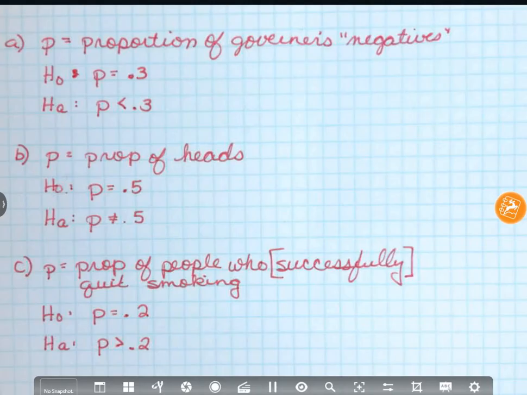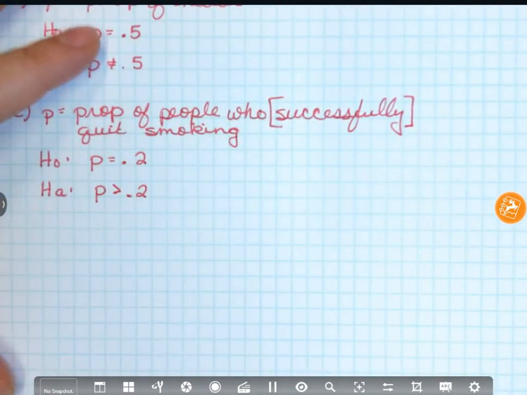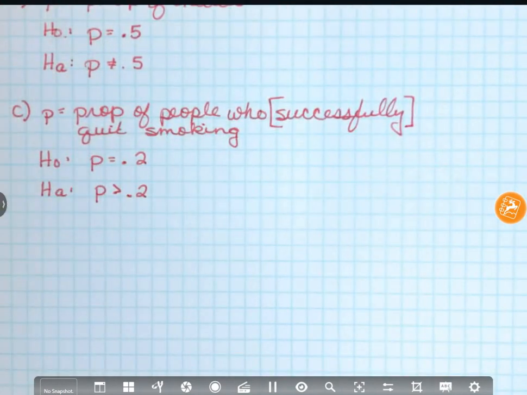Because we're talking about P, at least when I did this, and you can write these all sorts of different ways, I chose my P to be the proportion of people who quit smoking. You can put the word successfully in there. I don't care if you have that word in there or not. But the null is that 20% is what we believe to be true to start off. My alternative, if it is more successful, is that I should have a larger percentage of people who quit smoking. Okay?